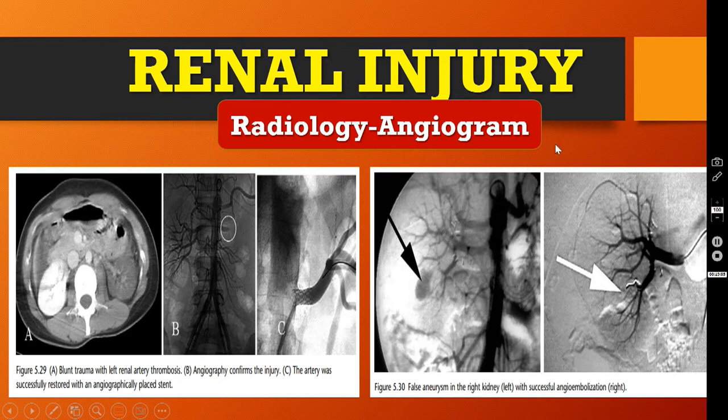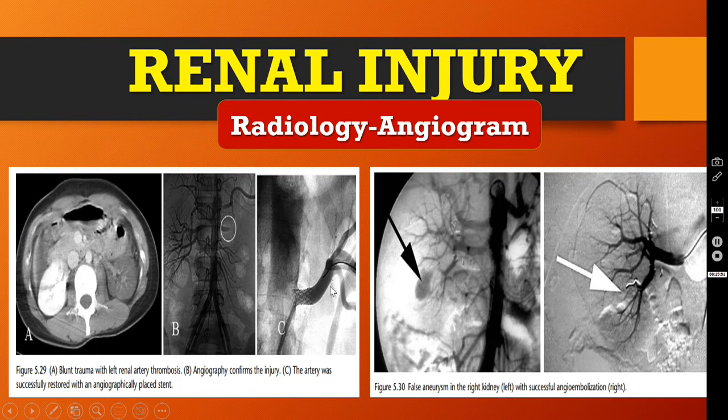Okay, this is another investigation, angiogram, especially if you suspect any injury to the renal artery or renal vein, you can go for angiogram. Here in this picture, you are seeing a blunt trauma with left renal artery thrombosis. So this is renal artery thrombosis you are seeing here. Picture B is the angiography or arteriography that confirms the injury. Here you are seeing the left renal artery is blocked. So the artery was successfully restored with an angiographically placed stent. You can see the stent here.